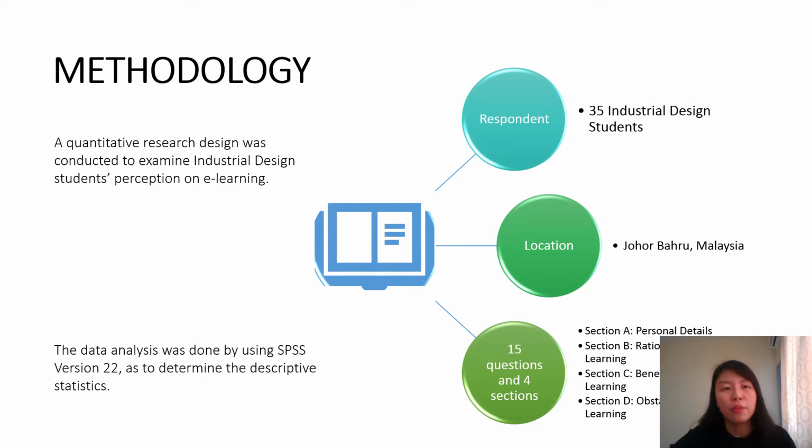Now let's move to the methodology for this research. A quantitative research design was conducted to examine industrial design students' perception of e-learning. For the respondents, there were 35 industrial design students located in Johor Bahru, Malaysia. The questionnaire has 4 sections with 15 questions: section A, section B, section C, and section D. The data analysis was done using SPSS version 22 to determine the descriptive statistics.